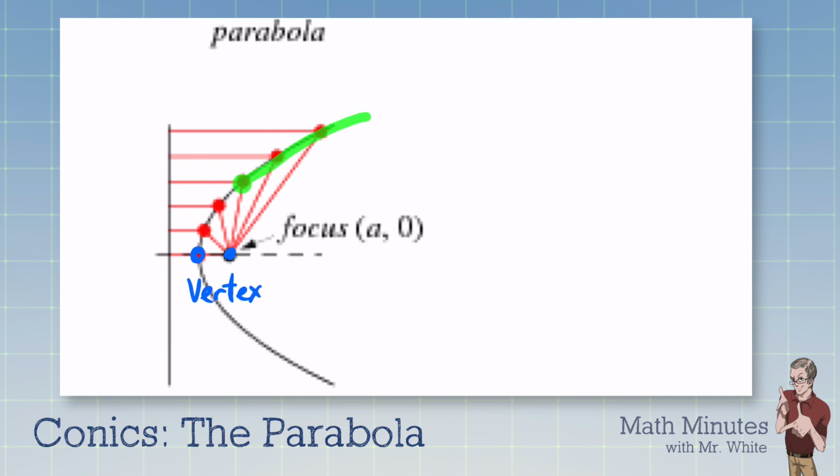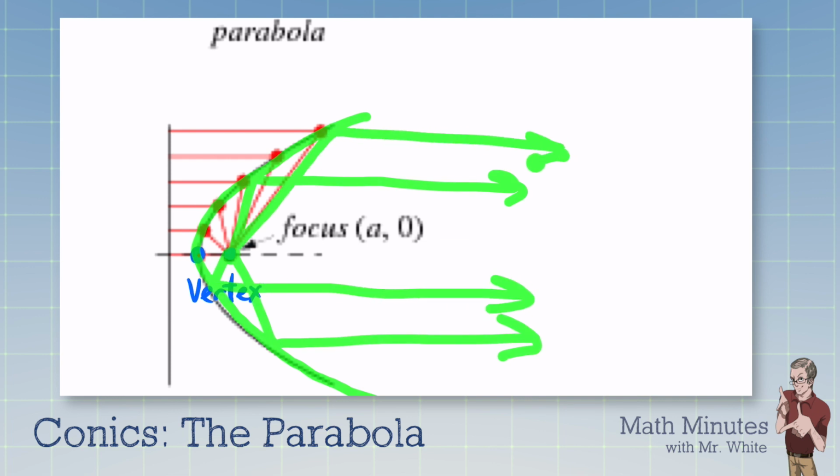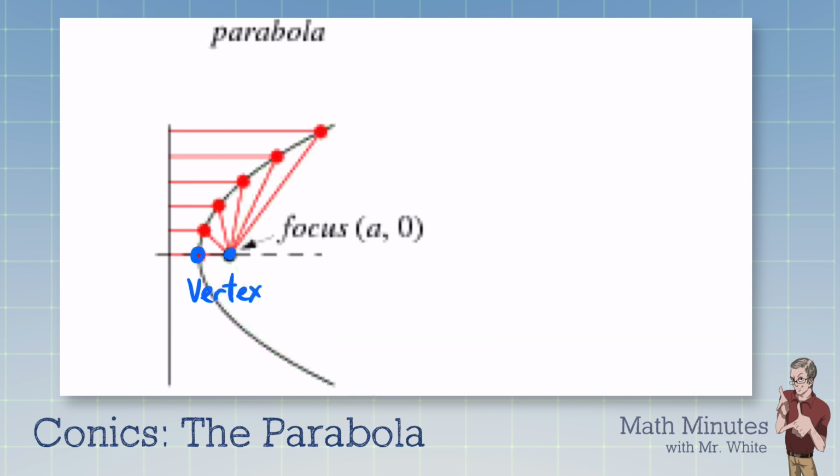If you think about this as being like a headlight lens, this is where the light bulb would go so that all the beams of light come out in parallel. They bounce off and they come out in parallel. That's one of the cool things about a parabola, it focuses all the light. And that's how I remember where the focus goes: it's where the light bulb would be if this were a headlight.